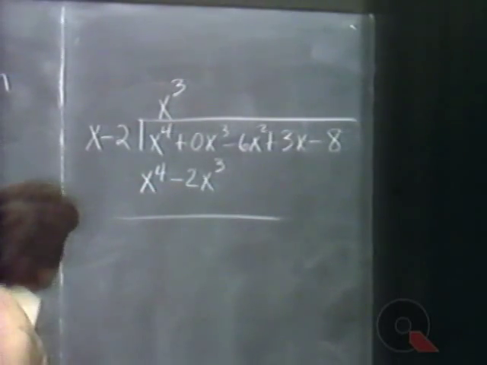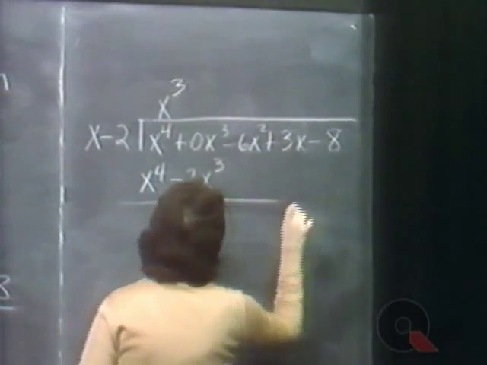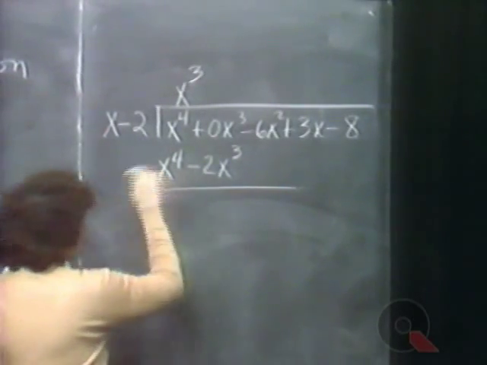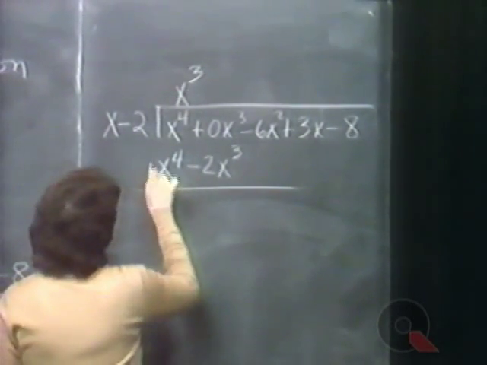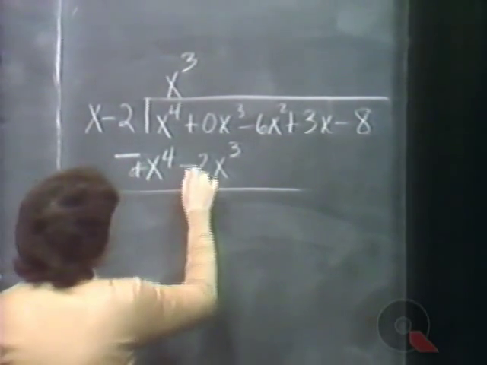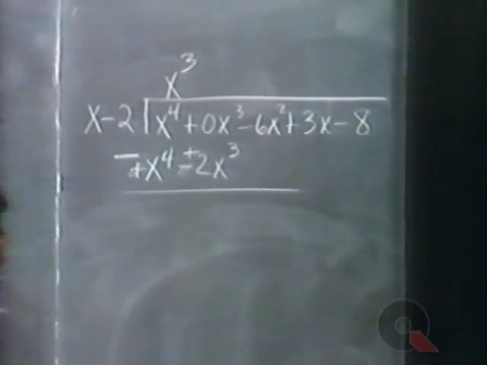And bring down the next part. Now, when you subtract, you're going to change the signs and add. So you can do this explicitly or do it in your head. You can think of this as plus x to the fourth. We're going to change it to a minus. Minus 2x cubed, we're going to change it to a plus, and then we're going to add.